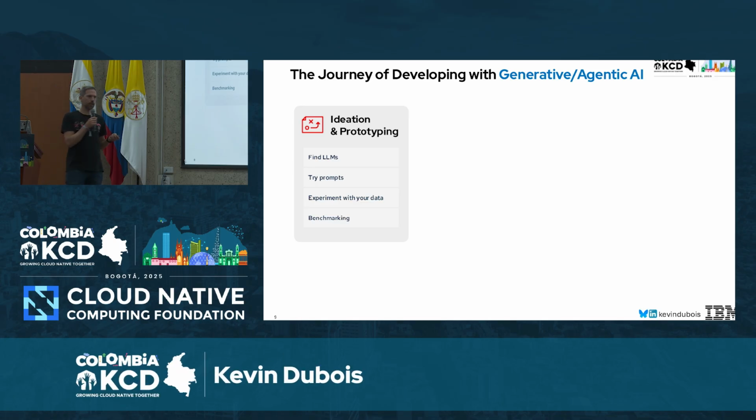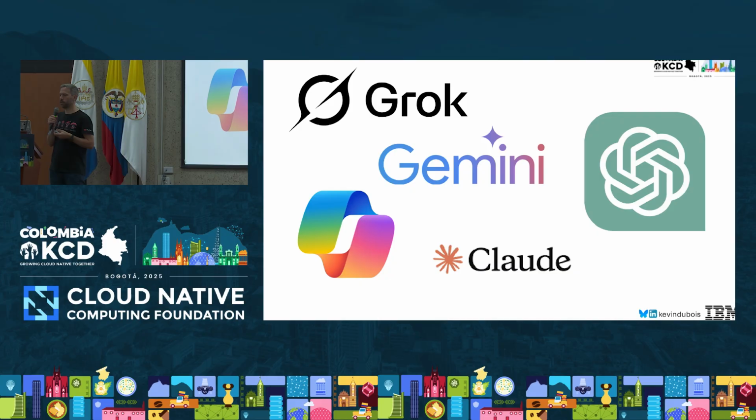So let's start with the first step, which is finding an LLM and trying to play around with it. If you've played around with AI, you've probably done something maybe with ChatGPT or with Gemini or something, right? And that's a good step. That's a good place to start.